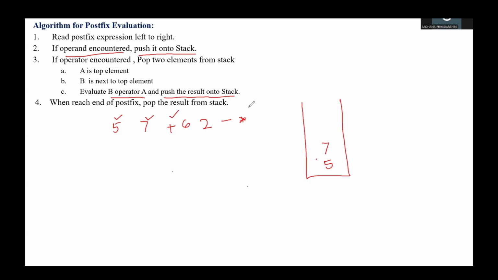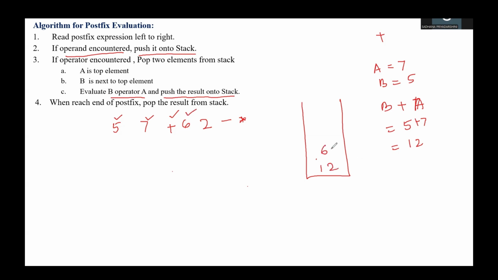Whenever the next one is an operator, what do we have to do? We have to pop two values. We pop two values and store the topmost element, 7, as A, and B is the next to the topmost element, 5. Now no element is present inside the stack, so we go for evaluation. The operator is plus, so 5 plus 7, the value is 12. Whatever result we get, we put into the stack.